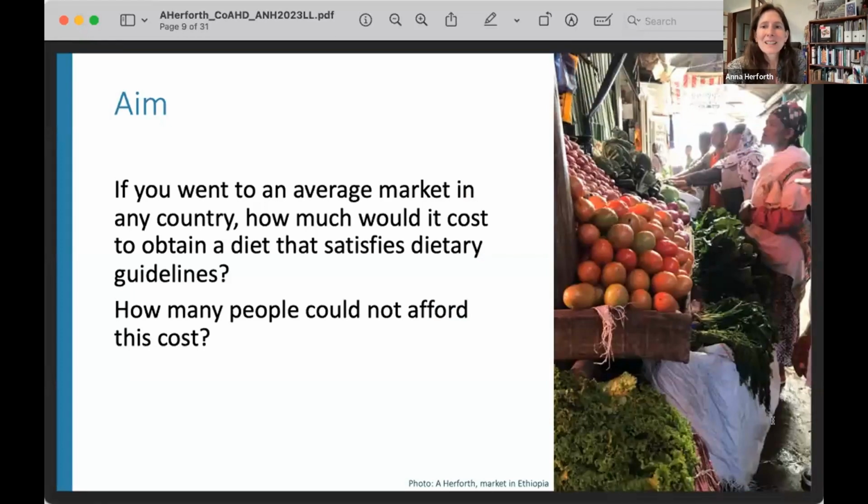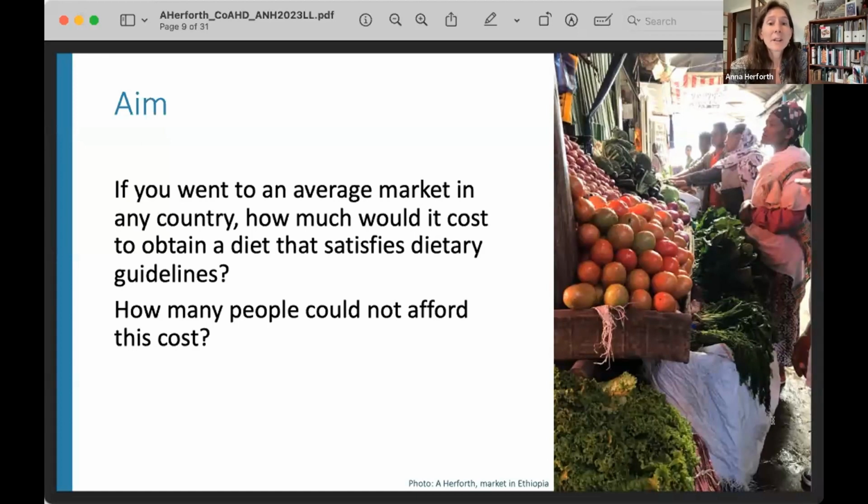So we use these dietary guidelines as a standard to answer the question: if you went to an average market in any country, how much would it cost to obtain a diet that satisfies dietary guidelines? And then how many people in a country could not afford that cost? This is very important in terms of food access because often dietary guidelines are used for nutrition education.